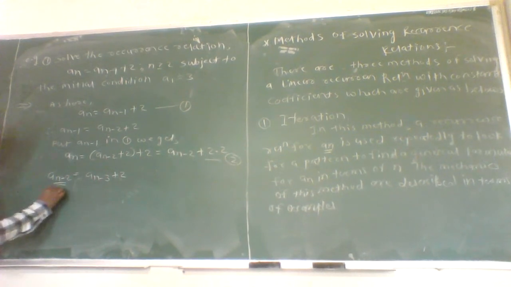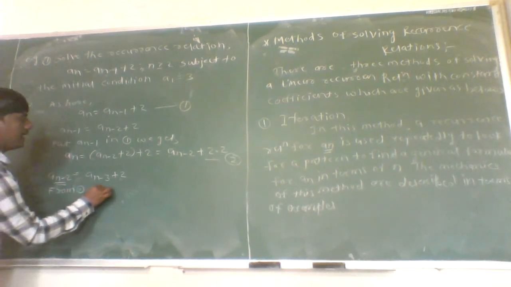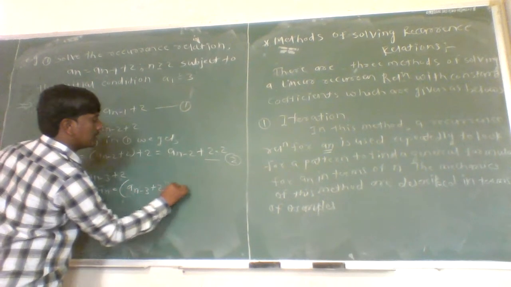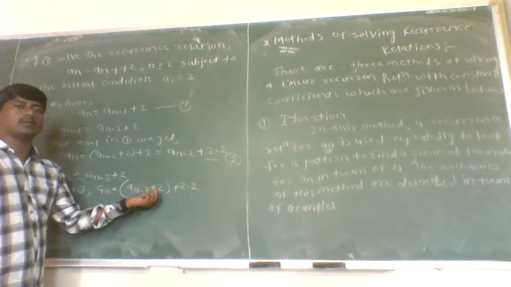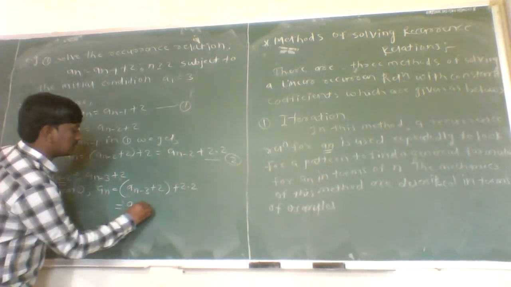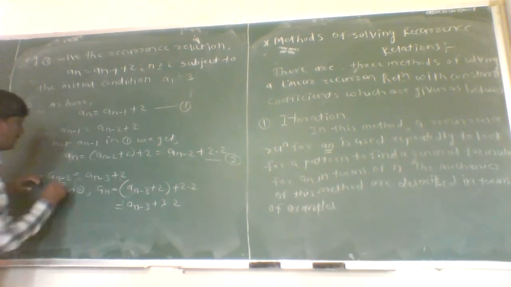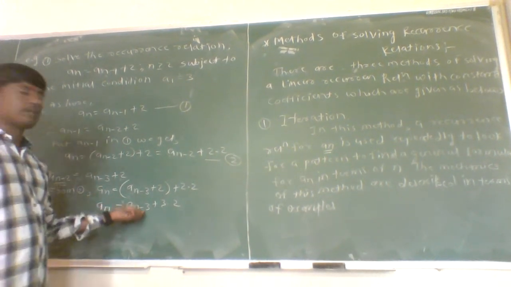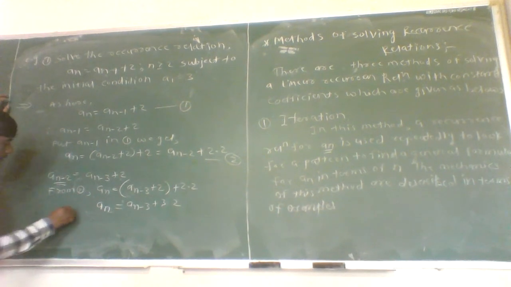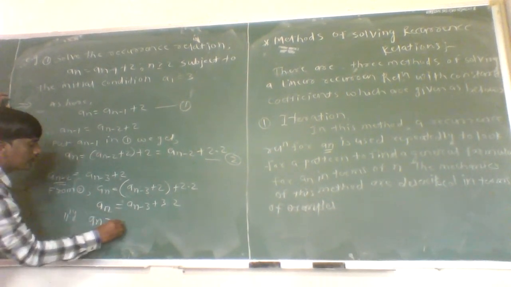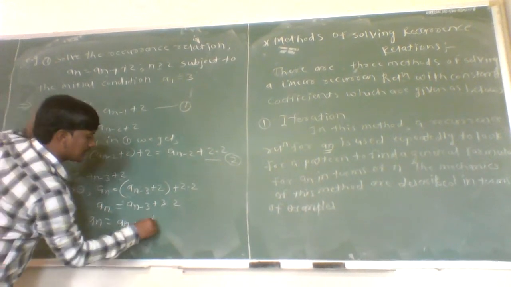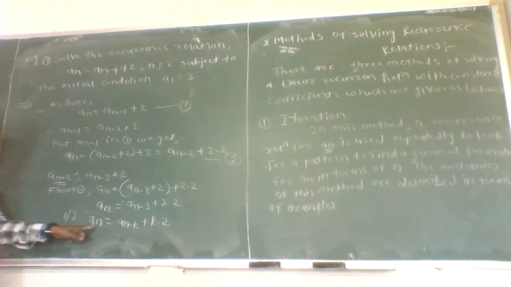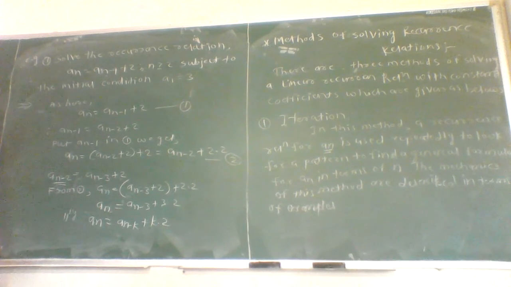We get a_n = a_{n-2} + 2, which is a_{n-3} + 2 + 2. Now 2 + 2 + 2 is 3 times 2, so a_n = a_{n-3} + 3 times 2, which is the third step. Similarly, at the kth step we get a_n = a_{n-k} + k times 2, according to the previous term.